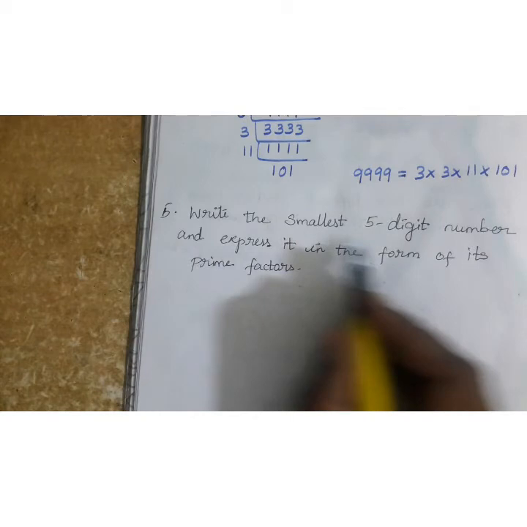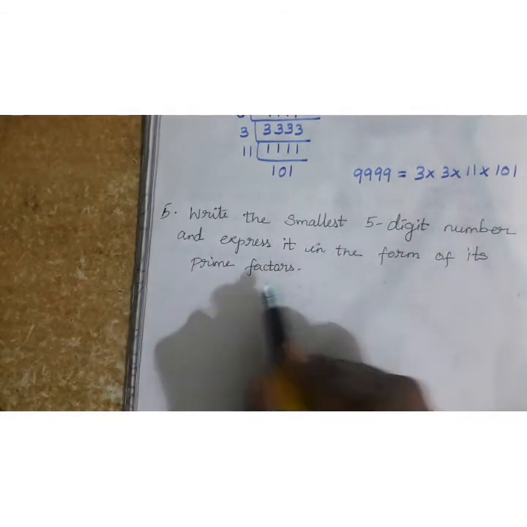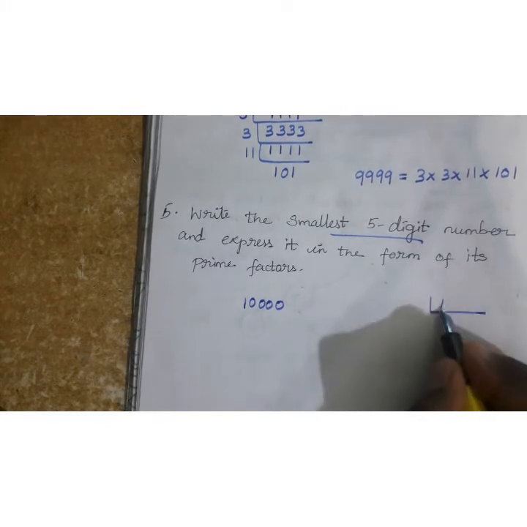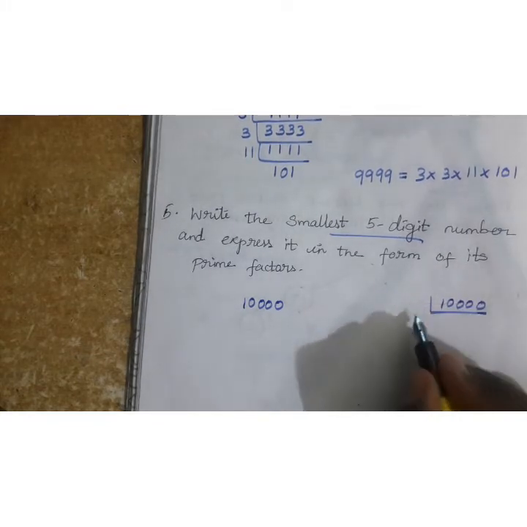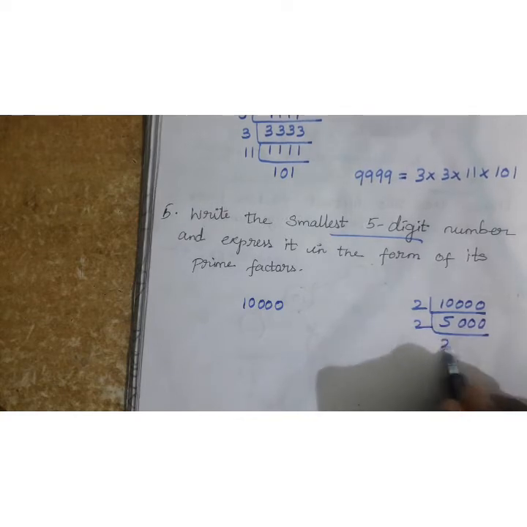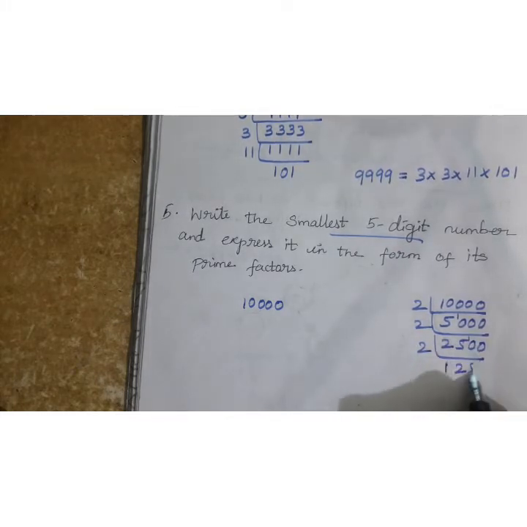Question number 5. Write the smallest 5-digit number and express it in the form of its prime factors. So the smallest 5-digit number is 10,000. Divide 10,000 by 2. 2 5s are 10. Again 2. 2 2s are 4. Carry over 1. 2 5s are 10. Again 2. 2 times 6 is 12. 2 2s are 4. Carry over 1. 2 5s are 10.